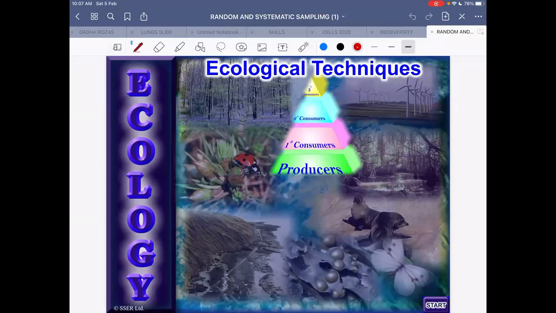Okay? Right now I will not be going into the classification, but I will be starting with some of the techniques that are done in order to find out the extent of biodiversity in an area, in a country or in a city or wherever.